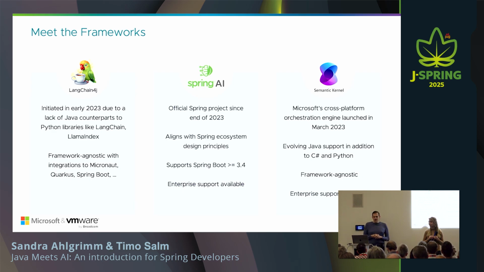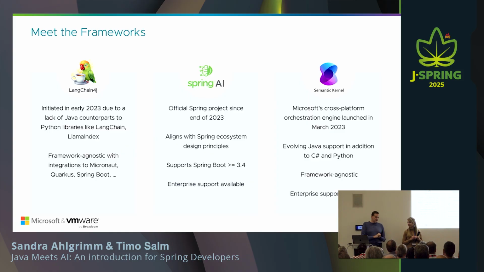Spring AI is an official Spring project, and it was also initiated in 2023, but a little bit later than LangChain4j. The big benefit of it is that it really aligns with Spring core concepts, so it makes it feel really natural. It's supported from Spring Boot 3.4. So for everybody still using Spring Boot 2.7 or 3.0, all those releases that are out of open source support, now is the chance to upgrade to get those latest and greatest features. It has enterprise support, in comparison to LangChain4j, from us, from Broadcom.